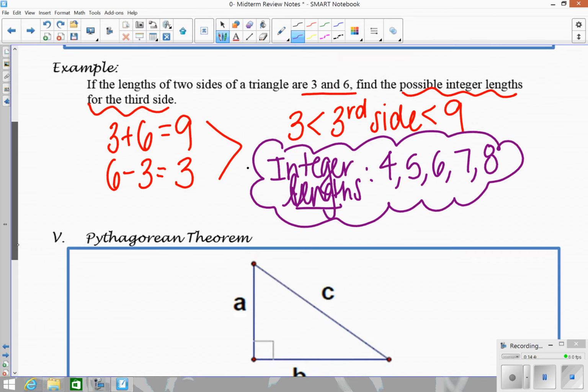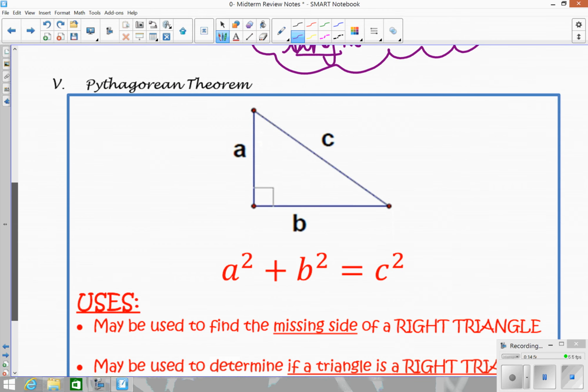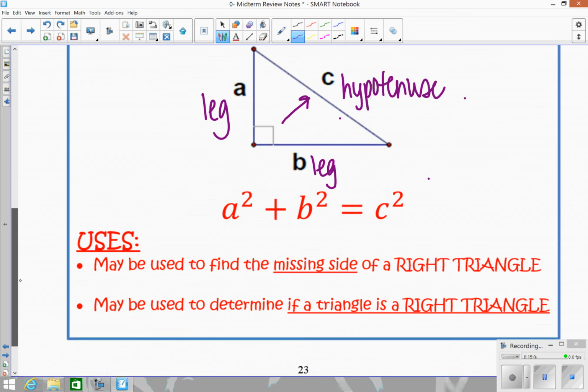The next theorem that you talked about was the Pythagorean theorem. So just remember, in the Pythagorean theorem, the longest side is the hypotenuse. So this is the hypotenuse. That's what's going to go in for C. And then A and B are just the legs. So these you can swap, it doesn't make a difference, but the hypotenuse is always across from the right angle.